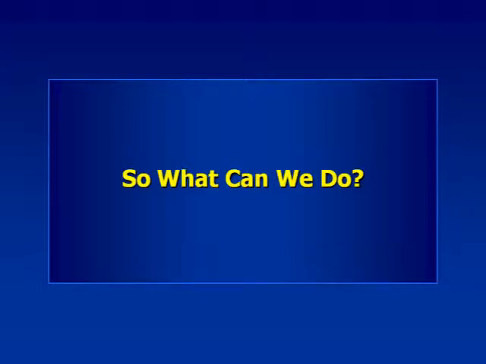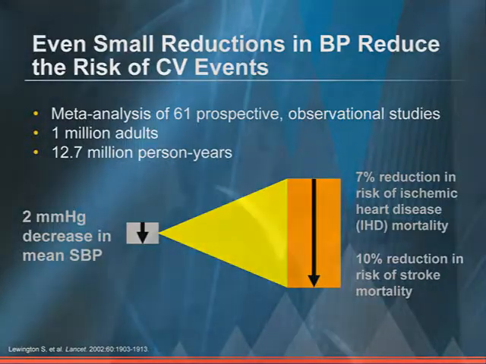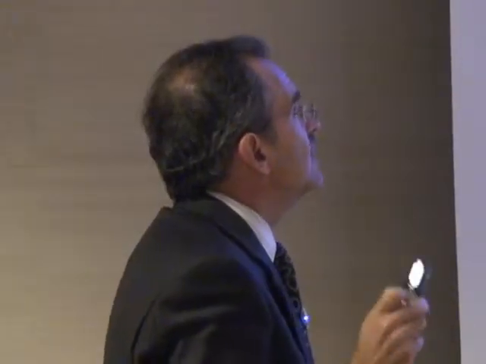So what can we do? Well, you've got to try to do better, and even small reductions in blood pressure are associated with large reductions in risk. So this is a graphic that I think is very telling. If you can just drop your blood pressure by 2 millimeters of mercury, sustained over time, you'll have a 7% reduction in the risk of heart disease and a 10% reduction in the risk of stroke. So just a small change, and if your doctor can get it down even a little bit over a lifetime, it makes a big difference here. So that's why I'm telling you, a little bit matters, so try to do the best you can.